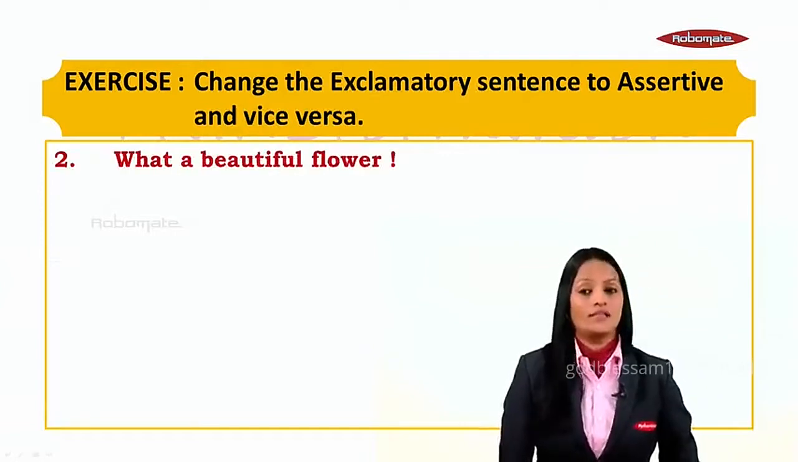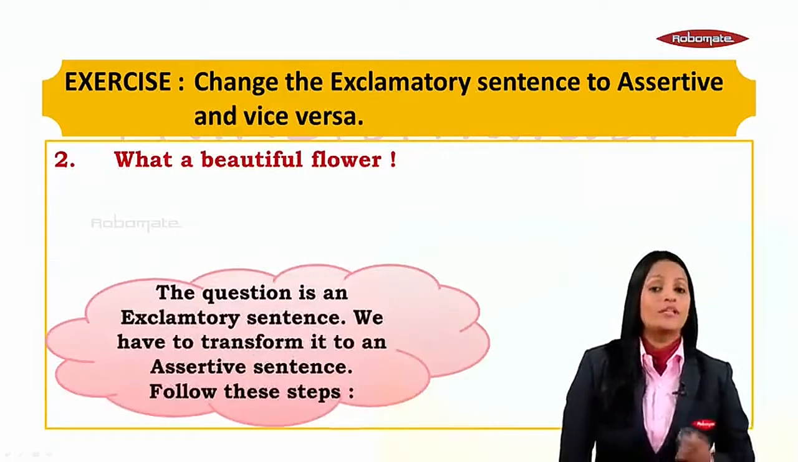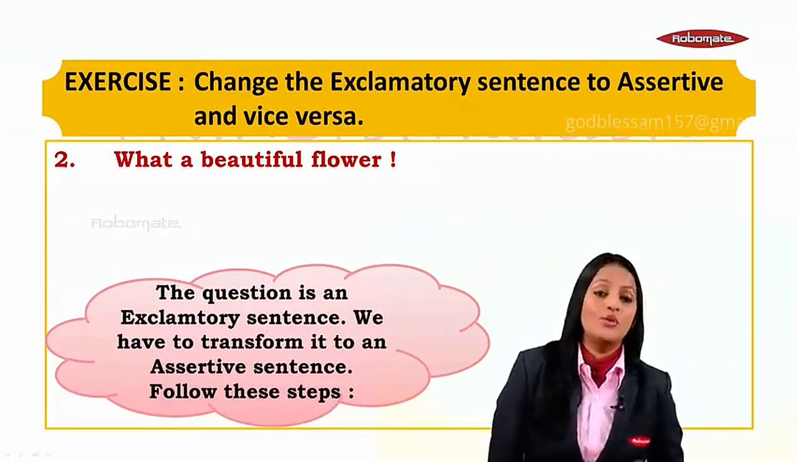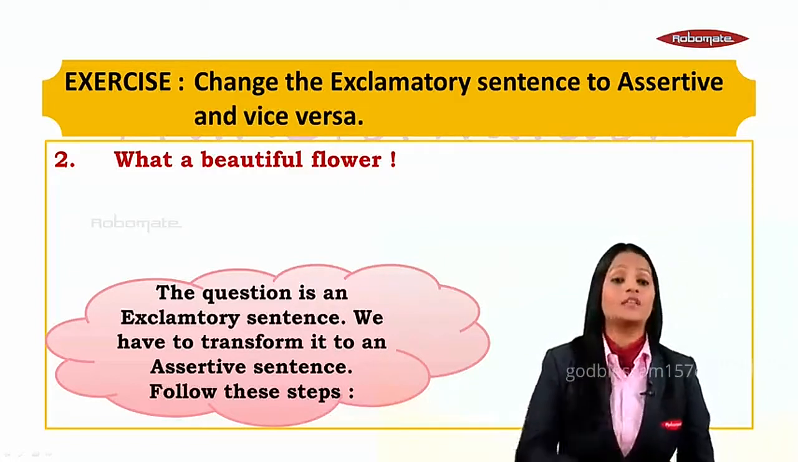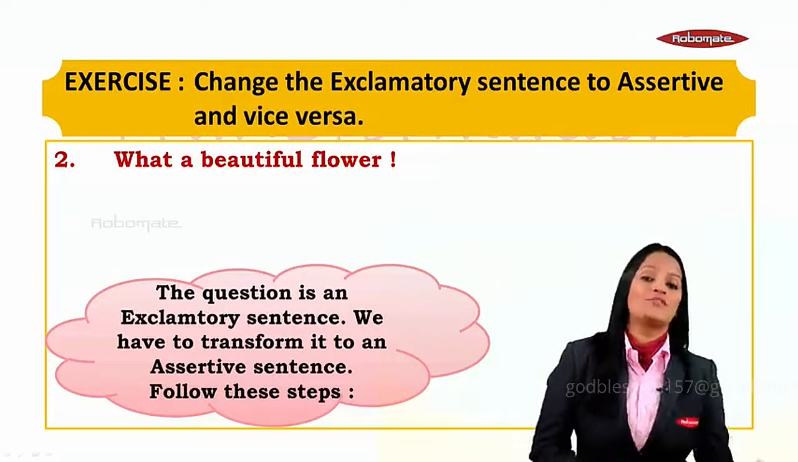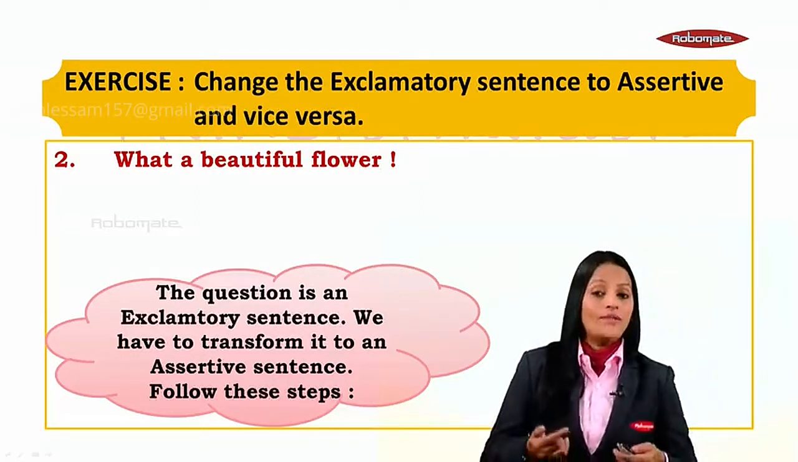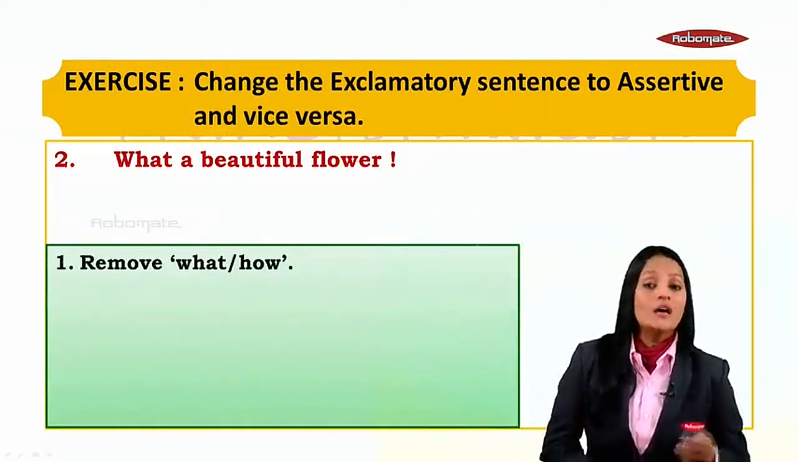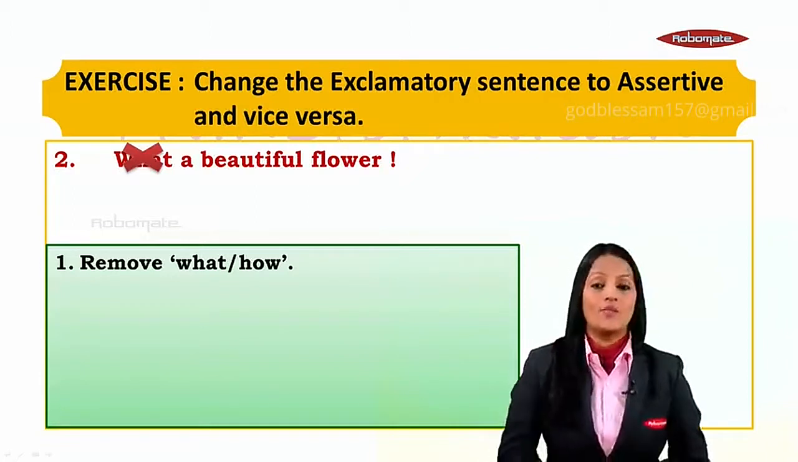Let's take on another sentence. "What a beautiful flower." Now here, first and foremost, the given sentence is exclamatory and we are going to change it into assertive. We know very importantly that assertive starts with the subject and the verb, but exclamatory ends with the subject and the verb, starts with a "what" or a "how." Now when we are going to change from the exclamatory to assertive, let's follow these steps. Remove the "what," whatever is there, "what" or "how." In this case it is "what."